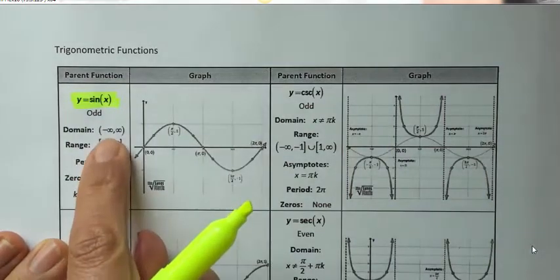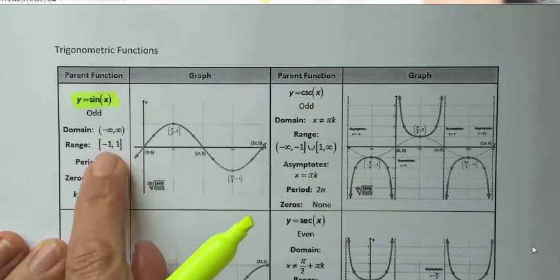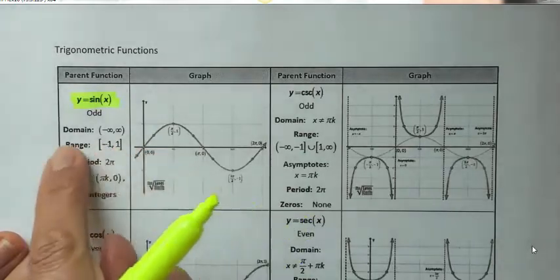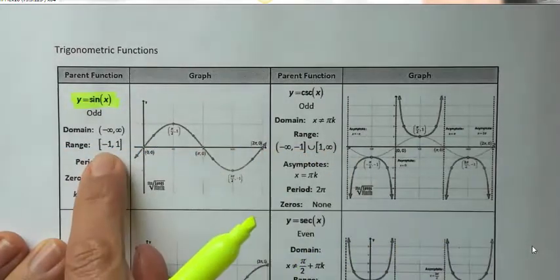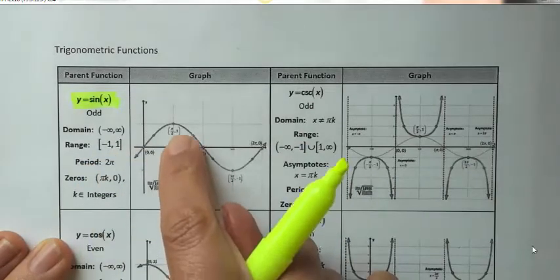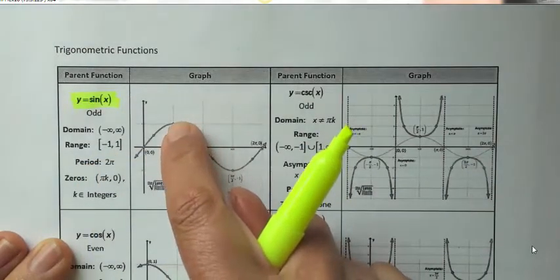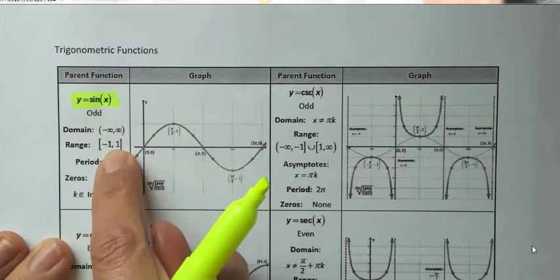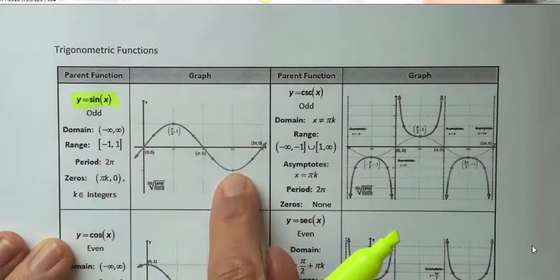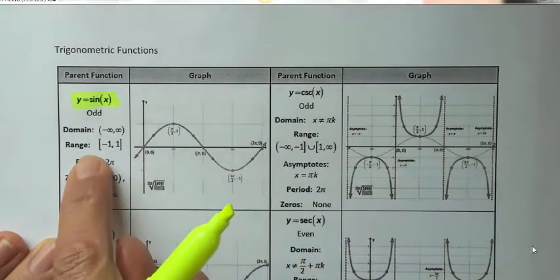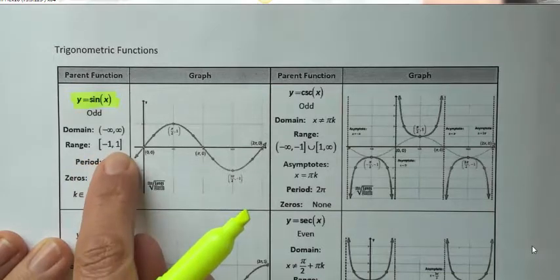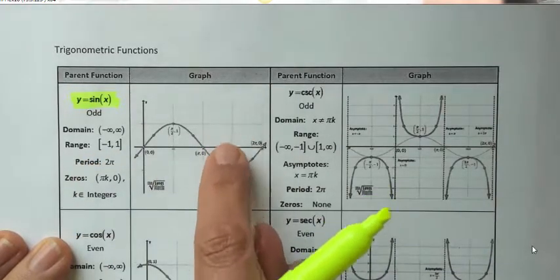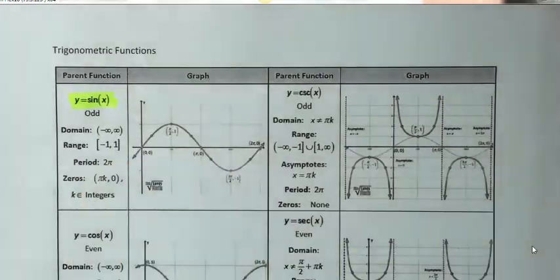Notice the domain right now. It continues forever in the x direction both ways, positive or negative. The range, however, is that the highest point it goes to is positive 1, and the lowest point it goes to is negative 1. So the only outputs we have are negative 1 to positive 1, and everything in between. Don't worry about this right now.